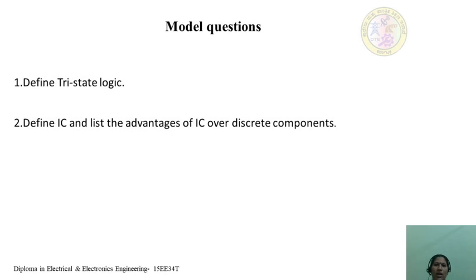Next, these are the typical or model questions which may appear in your examination. First, define the tri-state logic. The next one, define integrated circuit and list the advantages of ICs over the discrete components. Let me repeat the model questions which may appear in your examination. The first question may be, define the tri-state logic. The second question, define the IC and list the advantages of ICs over the discrete components.